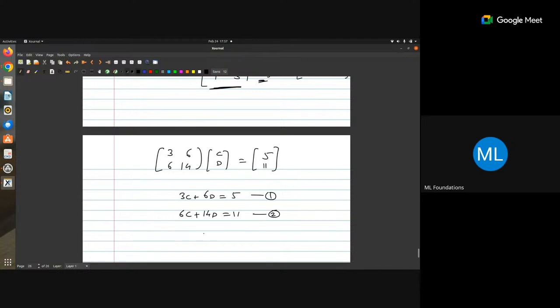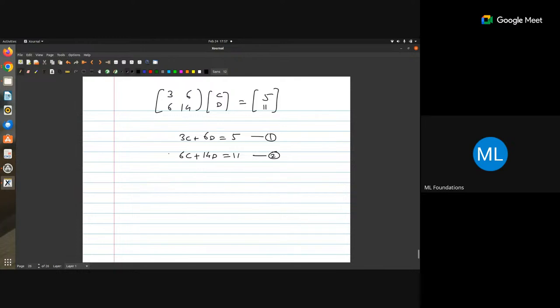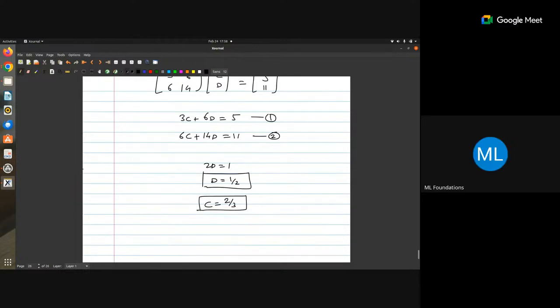If I solve these equations, subtracting two times the first from the second, I get 2D equals 1, which is D equals half. And C equals 2 by 3. So what is the equation of the best fit line? Y hat equals 2 by 3 plus half x. Yeah, this is the best fit line, right?